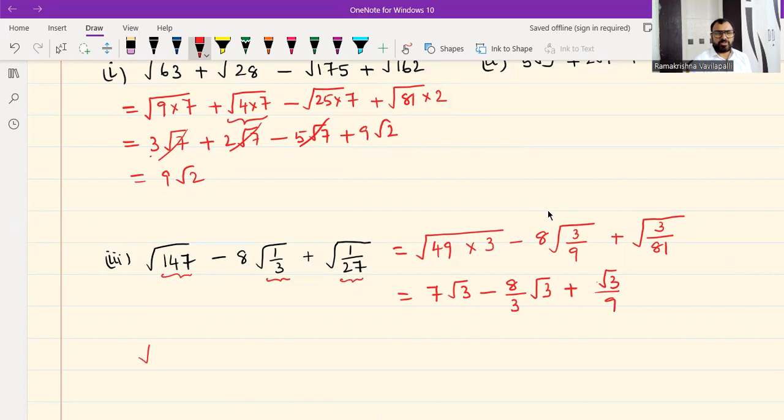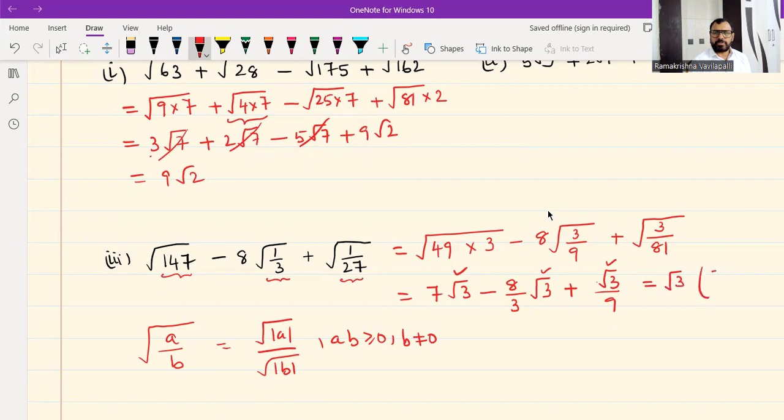So here the fact is root over a by b, we can write as root over mod a by root over mod b, where ab is greater than or equal to 0, and of course b not equal to 0. This is the fact. Now everything is expressed in terms of root 3 multipliers. So I can write root 3 taken out: 7 minus 8 by 3 plus 1 by 9. You just try to simplify this number.